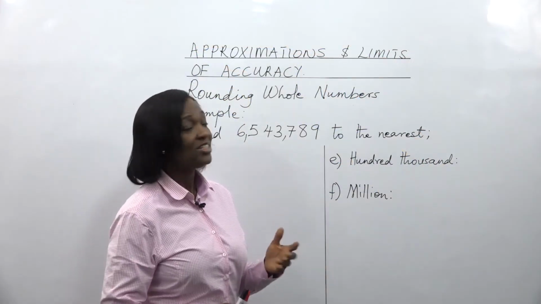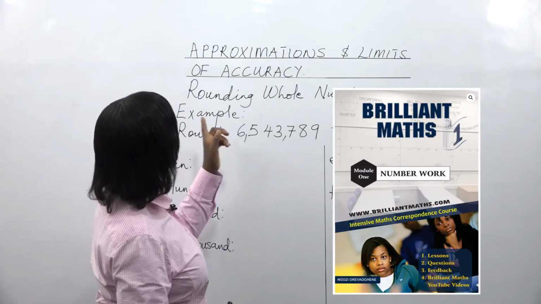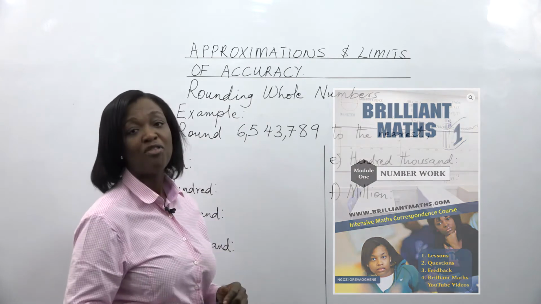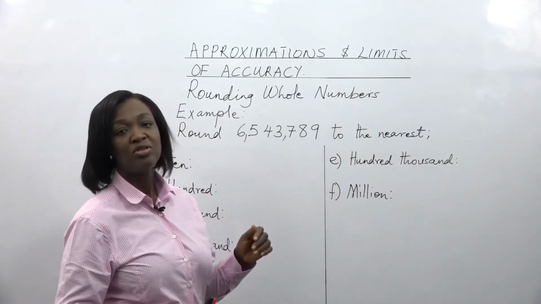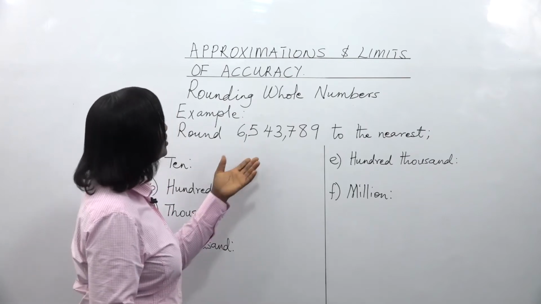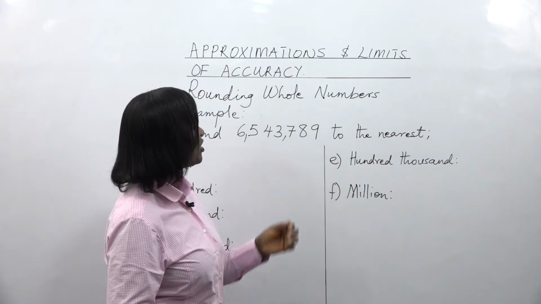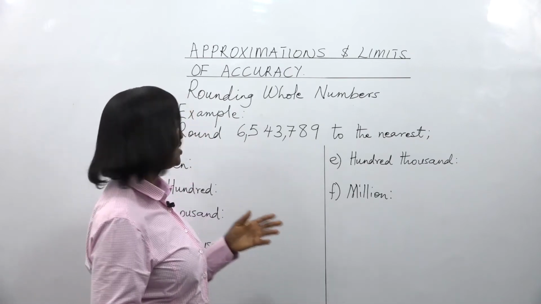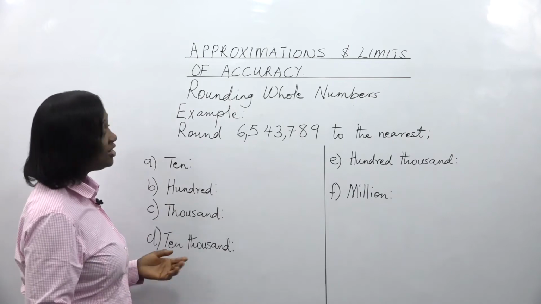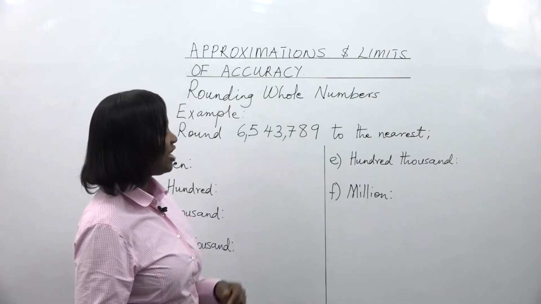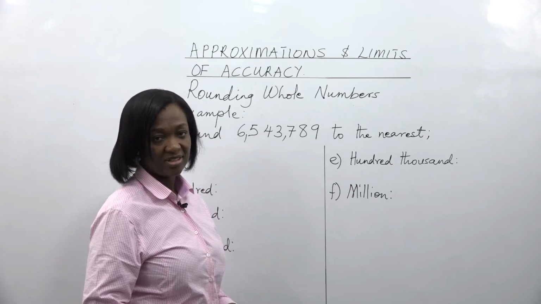Today, our lesson is taken from Module 1, Brilliant Maths Module 1, Approximations and Limits of Accuracy. Rounding whole numbers. We want to round 6,543,789 to the nearest 10, 100, 1,000, 10,000, 100,000, and million. And how do we do that?